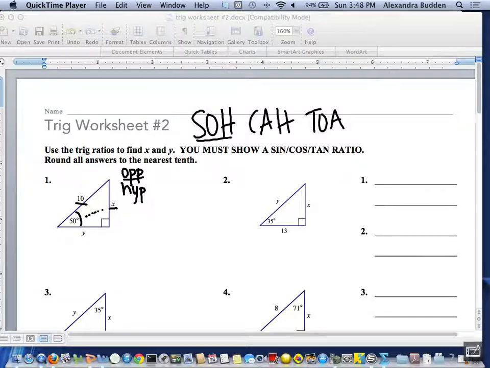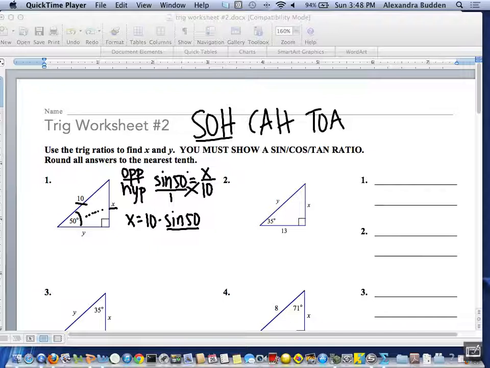Looking at my SOHCAHTOA, that's the sine. So right now I'm going to say the sine of my angle, the sine of 50 degrees, is equal to opposite, which is x, over the hypotenuse, which is 10. Now I can solve for x. Sine of 50 is a number, so I'm going to put that over 1. Now this should look kind of familiar. You're going to use cross products. X multiplied by 1 is just x, and then I have 10 multiplied by the sine of 50. Do not combine the 10 and the sine of 50. Sine of 50 is some number, so it can't be combined with the 10.